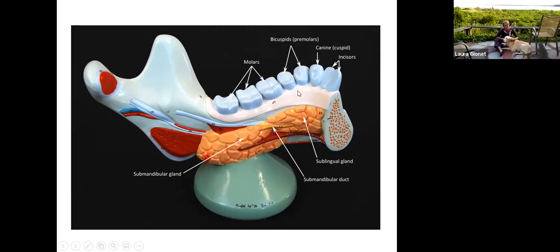Those are grinders. You can also see the location of some of the ducts, some of the glands, the salivary glands. We have a parotid gland, which is superficial to the temporomandibular joint. We also have the sublingual glands that would be inferior to the tongue, and submandibulars that are inferior to the mandible.